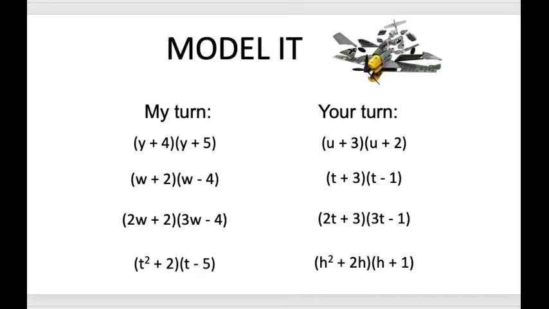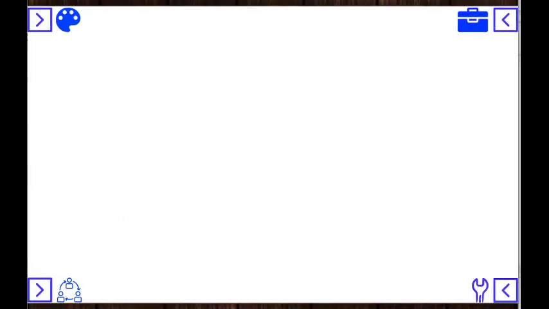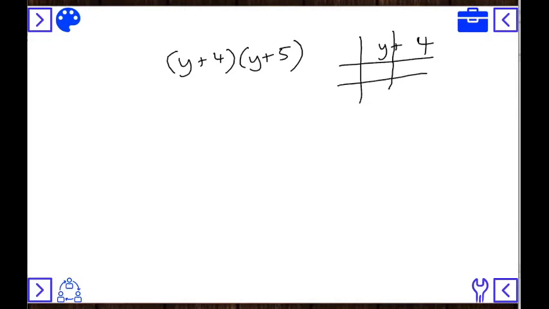So starting off with the first one, y plus 4 and y plus 5. If you didn't want to use the claw method with this one, that's absolutely fine. I'll perhaps use the grid method for the first one because I didn't show it in the last example. So I'm going to set up the first bracket along the top, so I've got my columns, and I'm then going to set up my rows as being y and 5.